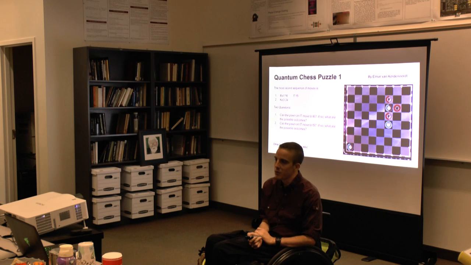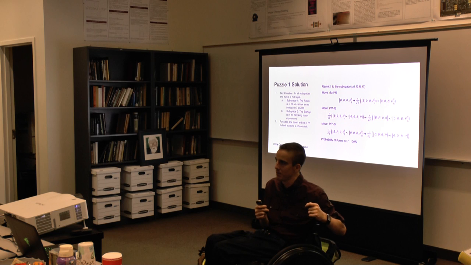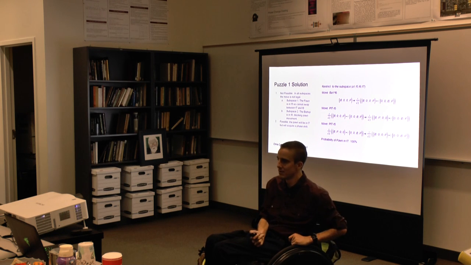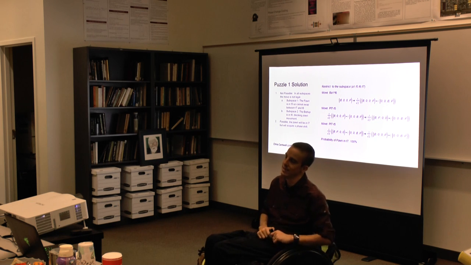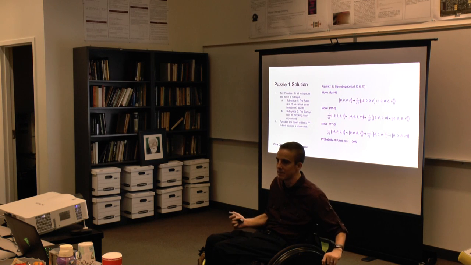The other question is, can the pawn try and move to f6 or to f5? And if so, what is going to be the outcome? So if you again consider the two subspaces and consider the fact that the standard move is just a swap, on the subspace where the pawn hasn't moved, it will try and perform the swap, but the bishop is in the way, so it's not going to do anything. On the subspace where it has moved, the swap is actually going to move it backwards. So you end up with a pawn that is 100% in f7. Fun little puzzle that he came up with.